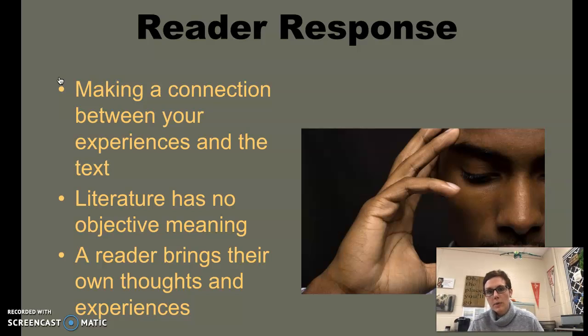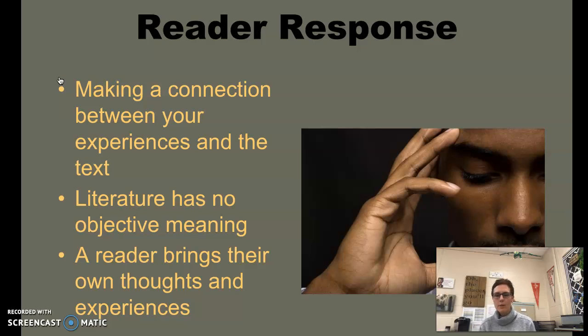First theory that we will do, so if you're numbering these, I would number this one number 1, is reader response. When you do reader response, this is probably what you've done mostly through your educational experience. It's where you're making a connection between you and the experiences in the text. Where you say, yep, I relate to the main character because we've both gone through the same thing, or we've both experienced this place or this setting. In reader response, literature has no objective meaning.